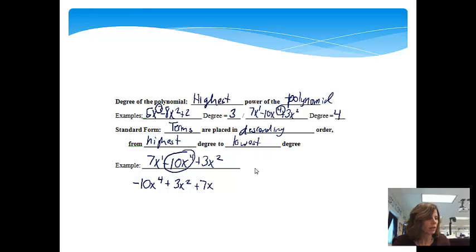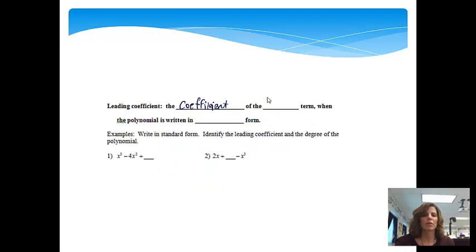And I think I will do one more for this one. Well, actually I won't. I'll wait till the next screen and then we'll do that. Okay, the leading coefficient is the coefficient of the first term when the polynomial is written in standard form. All right, so given an example, we're going to write this in standard form and then we'll identify the leading coefficient and the degree of the polynomial.